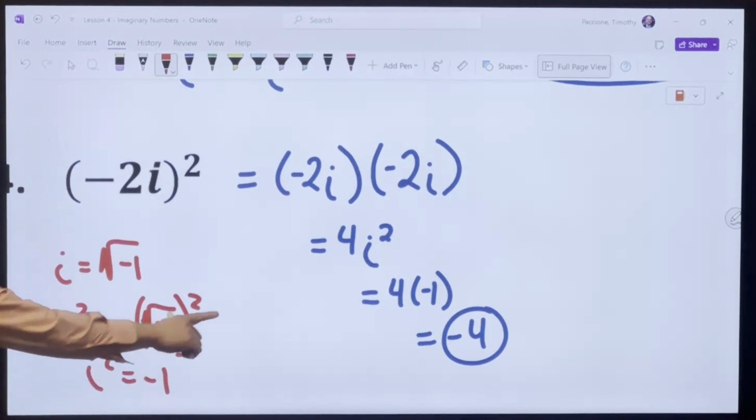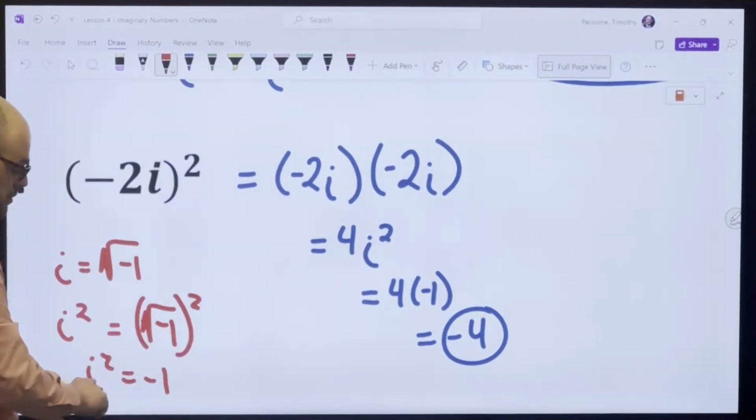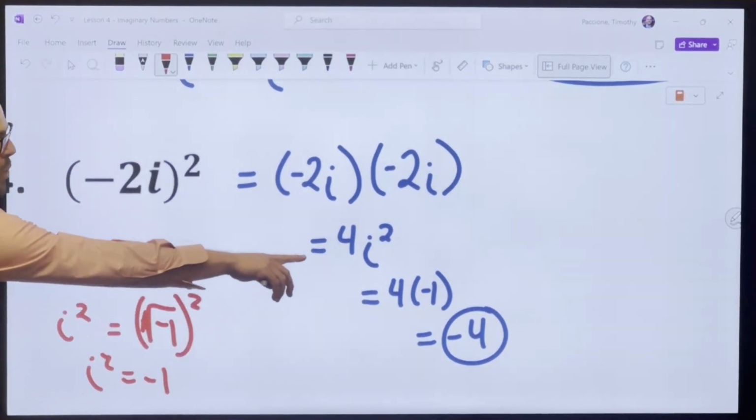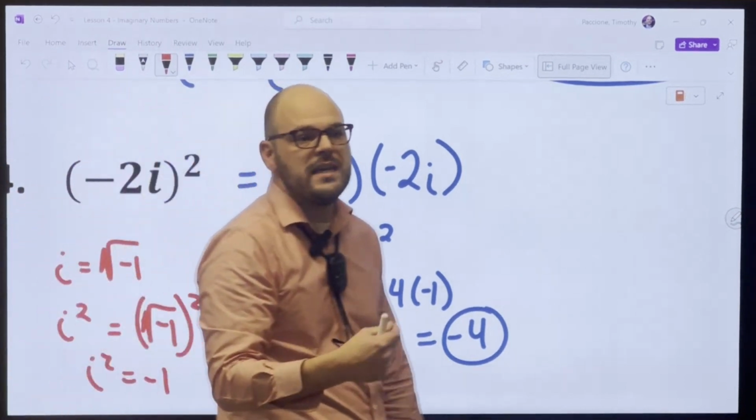So if I get i squared somewhere, well, I'm trying to get out of the imaginary zone, so I plug in the real number that can go in its place. And i squared is -1, so 4 times -1 is -4.